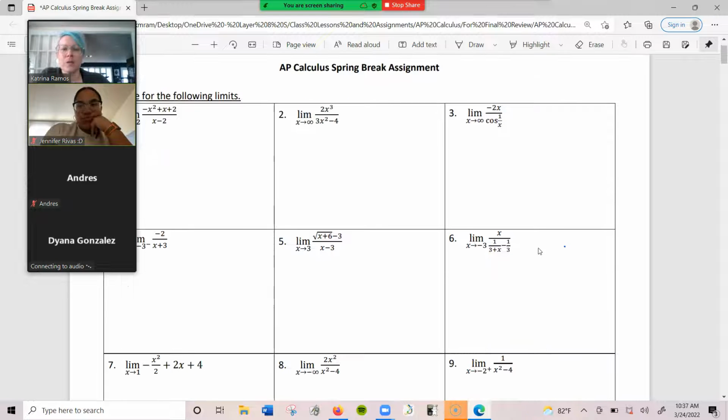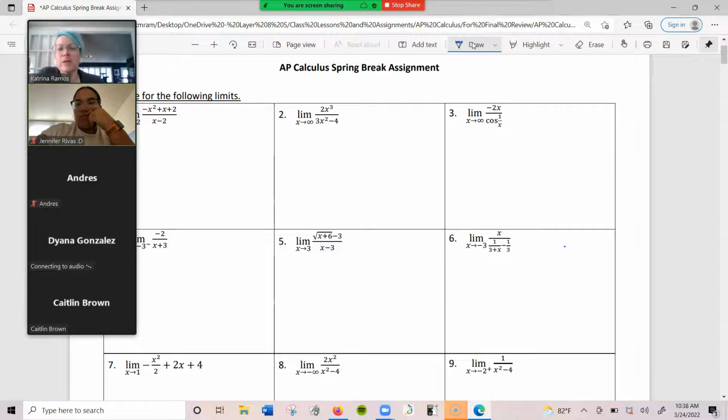Okay, so for number 6. All right. So in order to find this limit, obviously if you plug in -3, you're going to end up with 0 in that denominator, which you don't want. So we're going to need to find a way of simplifying this.